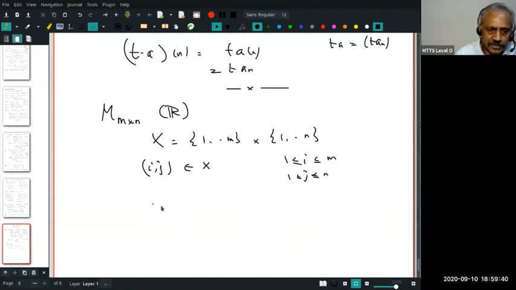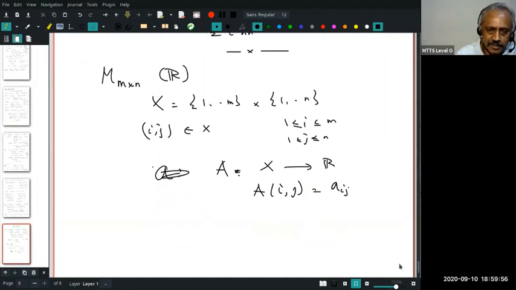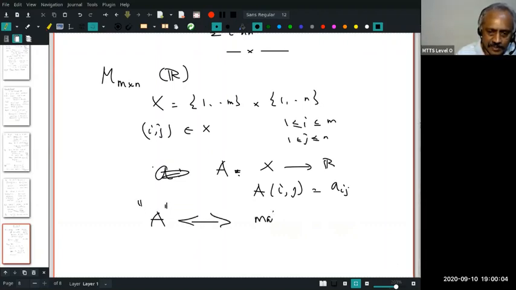Therefore, what are the functions? Suppose A is a function, let me call it capital A, from X to R. Therefore, A at (i, j), I denote by A suffix ij. You understood that? Now, do you see how this function A corresponds to a matrix A? That matrix is Aij.